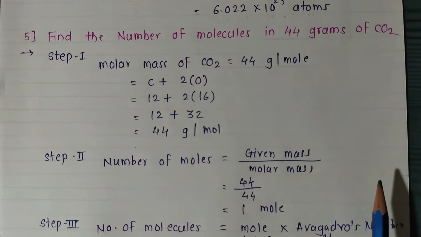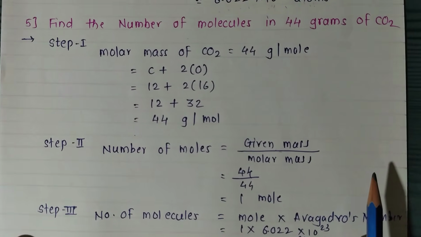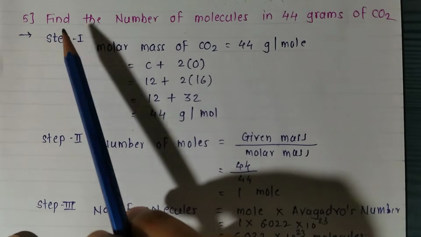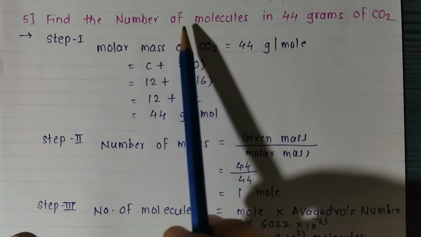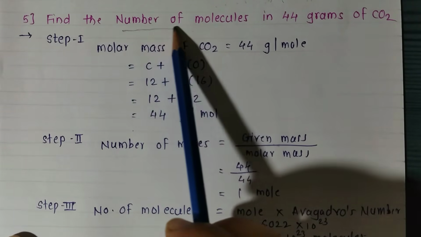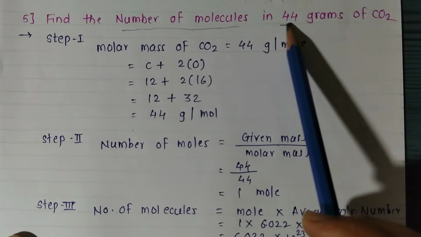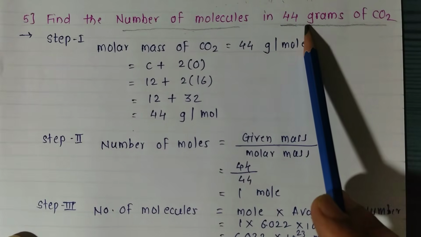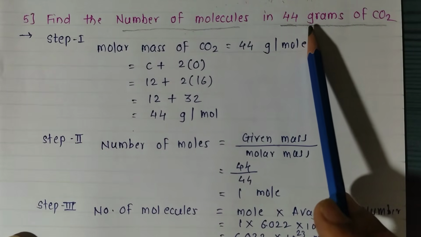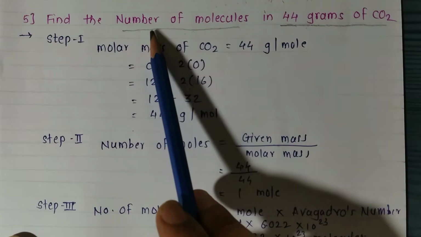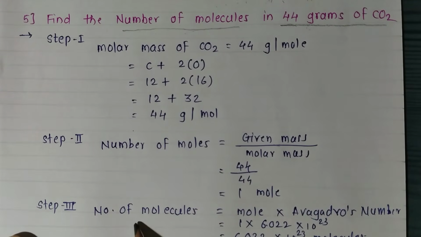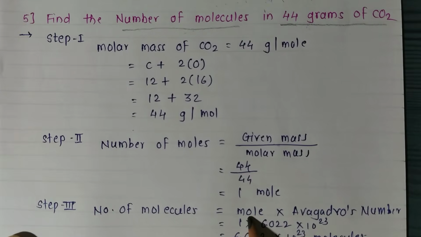Now we see our next problem. What is the problem? Find the number of molecules in 44 gram of CO2. So 44 is the given mass, and we have to calculate the number of molecules. How do we calculate the number of molecules? We have a formula, mole into Avogadro's number.